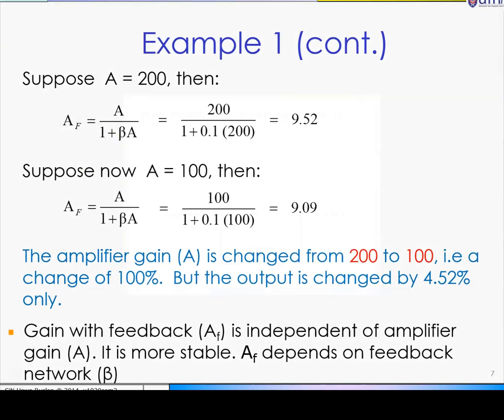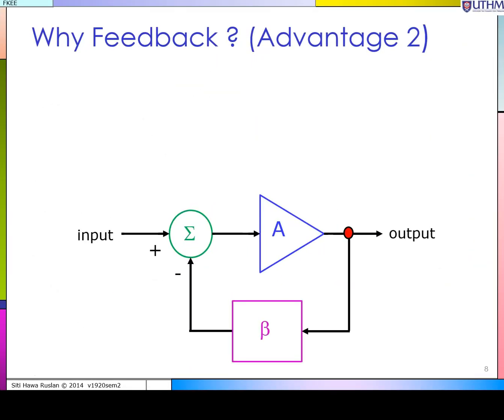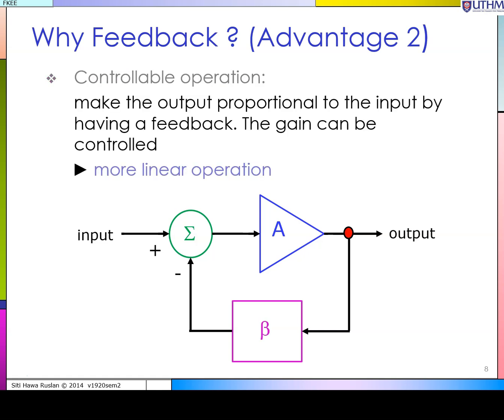So that is the advantage of having a negative feedback. Okay, now we look into the second advantage of a negative feedback. So this is the block diagram of a negative feedback. A negative feedback has a controllable operation. The circuit is more linear in its operation. So how do we show this advantage?